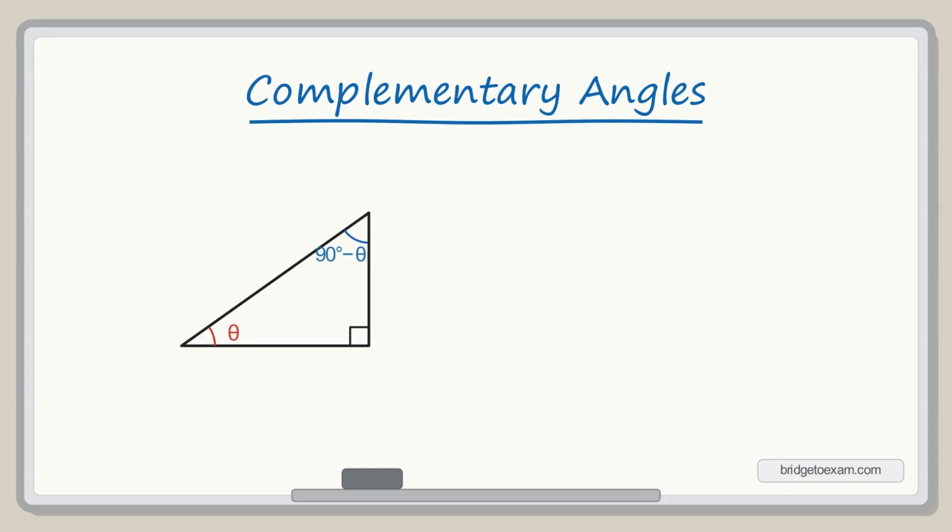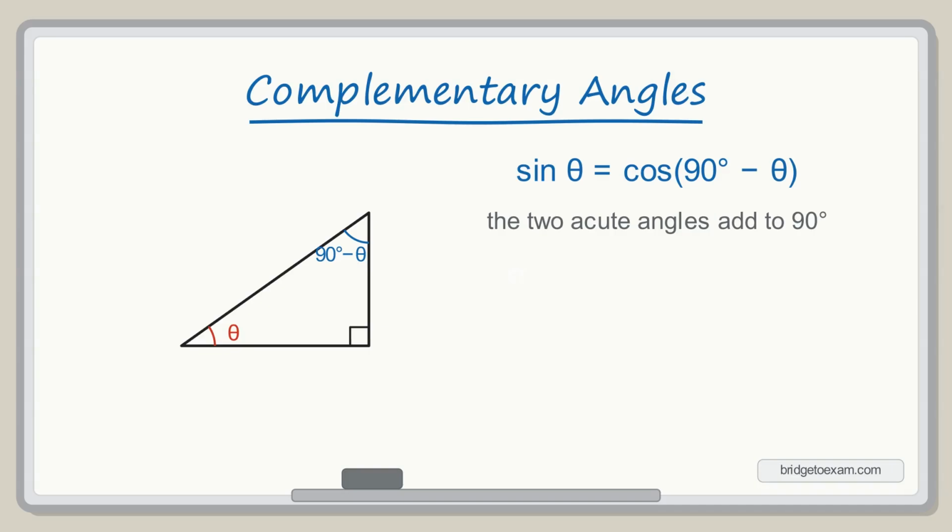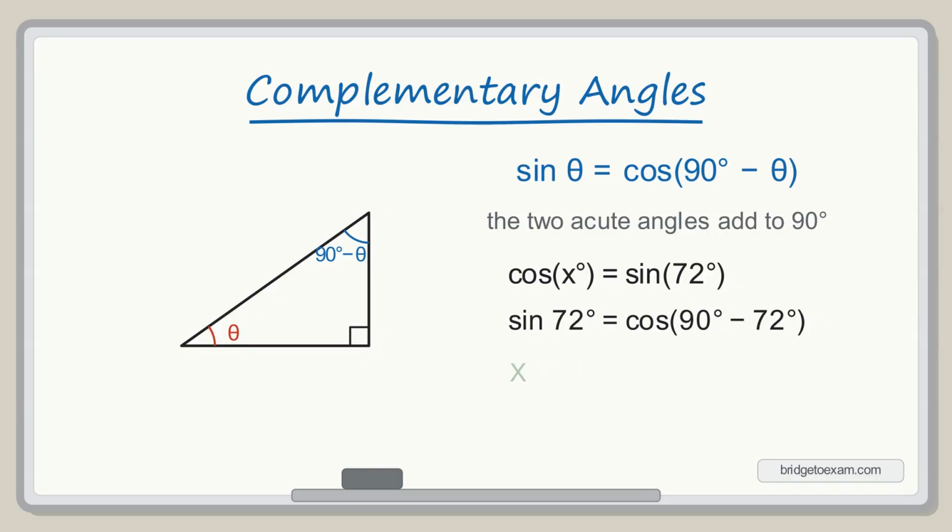That creates a beautiful link. The sine of one equals the cosine of the other. So sine of theta equals cosine of 90 minus theta. The SAT loves this. If cosine of x equals sine of 72, rewrite sine 72 as cosine of 90 minus 72, which is cosine 18.